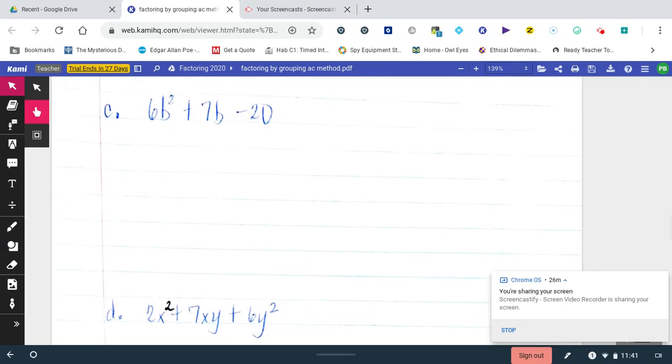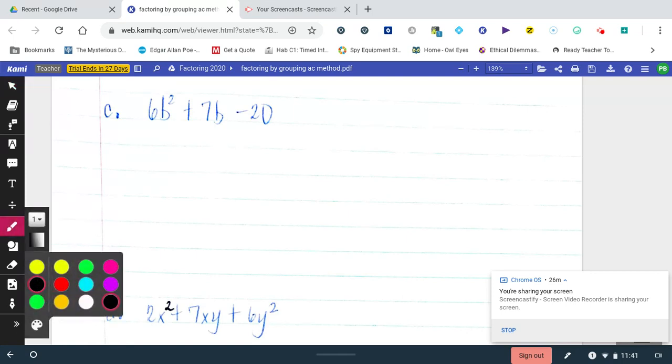All right, looking at C, and I'm not going to do all of these because I think you get the idea of what I'm doing. C, does it have a GCF? No. So you're always checking for a GCF first. It doesn't have one, not between all those. 6, 7, and 20 don't have a GCF. The middle term has a b, but 20 doesn't have a b. So don't worry about there being a GCF.